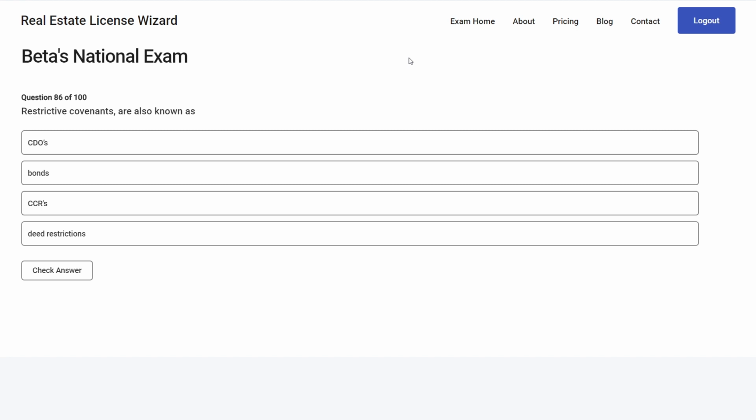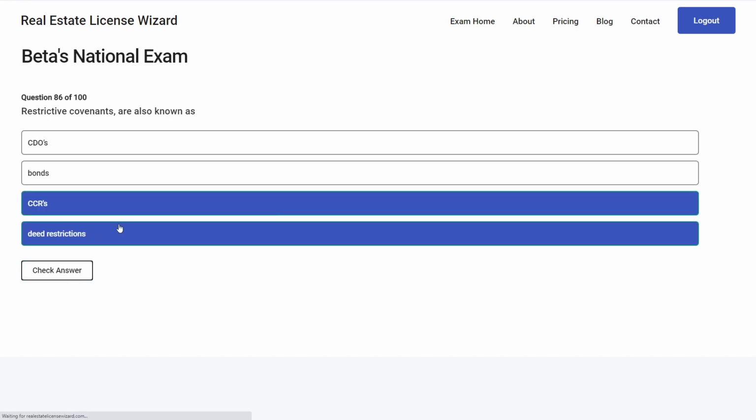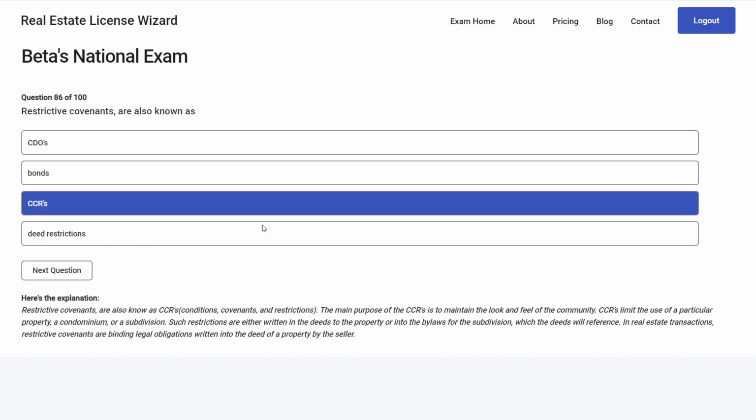Okay, did you guys figure it out? Hopefully. So the correct answer for this one is CCRs. Yes, some people put deed restrictions, but it's different. Restrictive covenants, also known as CCRs, stand for conditions, covenants, and restrictions. The main purpose of a CCR is to maintain the look and feel of a community. CCRs limit the use of particular property for like a condominium, subdivision, things like that.